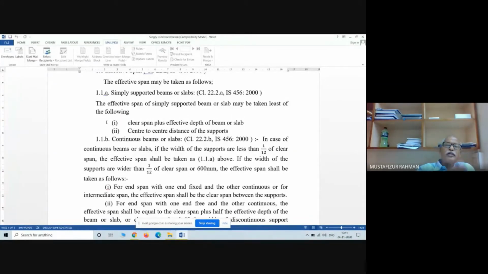If effective depth is 400, then width is from 200 to two-third. Two-third means 270, 290. That means from 200 to 290. Within this, it will vary. We will take a comfortable value.